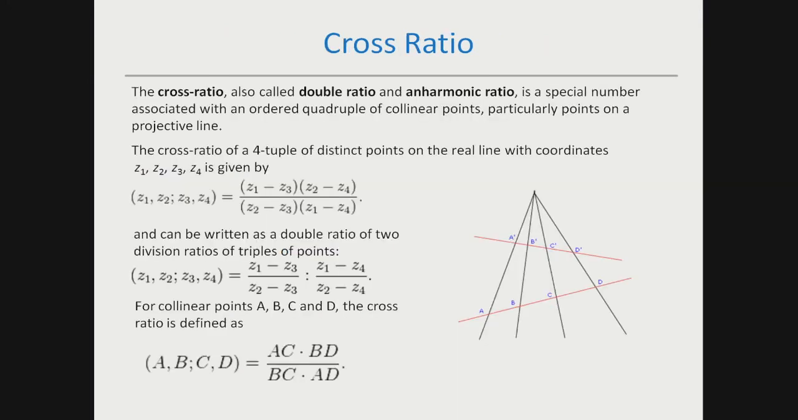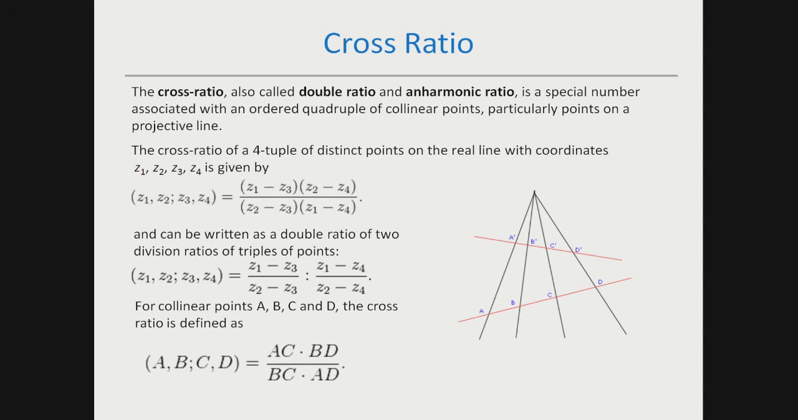So let us go into the cross ratio. Cross ratio is also called double ratio. It is a special association of 4 points or 4 numbers in general, and this is the ratio between them. If we have Z1, Z2, Z3, Z4, the cross ratio will be Z1 minus Z3 multiplied by Z2 minus Z4, which is the ratio between the two, and then the other ratio, Z2 minus Z3 multiplied by Z1 minus Z4.